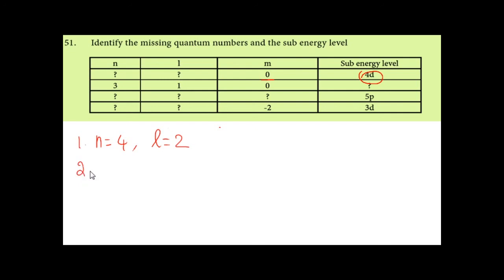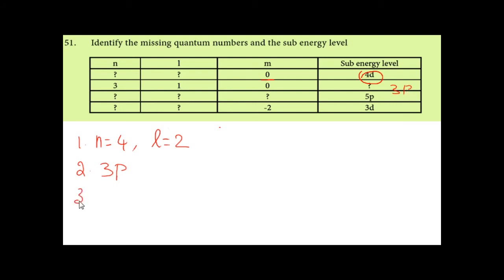And then what is the question number 2? The n value is in the problem, and then L value is also in the problem, and then m value is given in the problem. So what is the sub energy level? n equal to 3, and then L equal to 1. L value 1 means that is the p orbital. So the sub energy level is 3p.